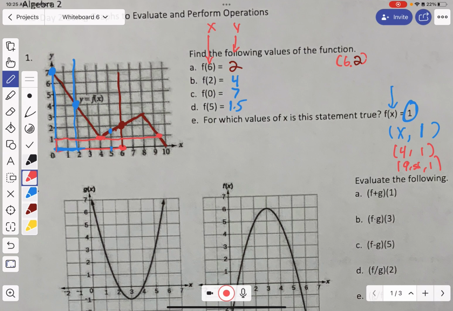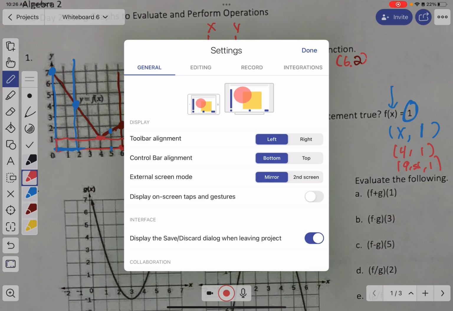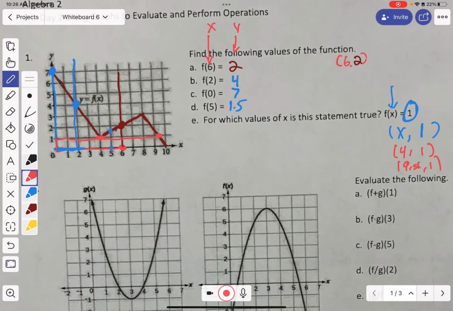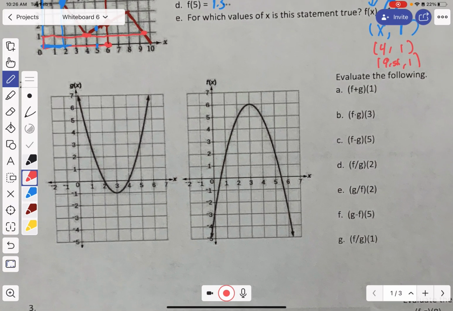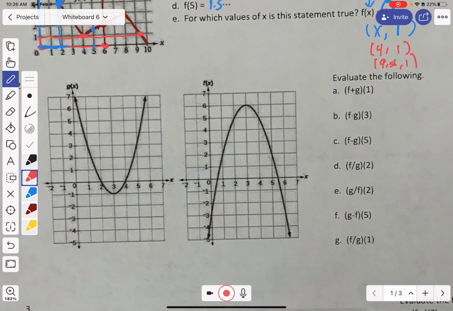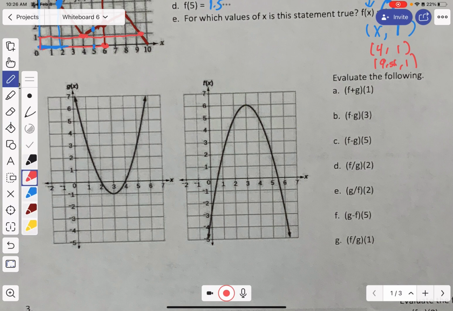The second part of this, let's get rid of this. I don't know why this is like this. Oh, yeah, I do. The second part of this is going to have us evaluate the following, using what we did yesterday. The first question says, evaluate f plus g of 1. So we're taking these two graphs. This is my g of x, this is my f of x function graph, and we're going to combine them by adding them.